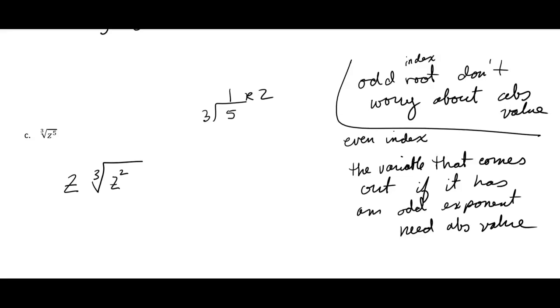If it's an even exponent, then you don't need the absolute value, because an even exponent is going to make it positive no matter what. Okay, so this doesn't need the absolute value because it's a cubed root. The index is an odd number. Okay, so we'll keep going. We got a couple more here.